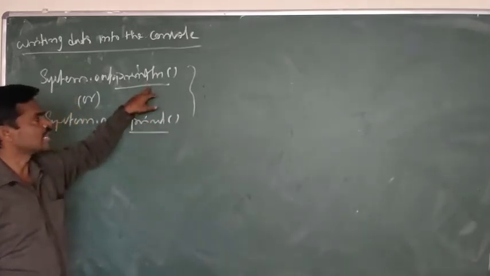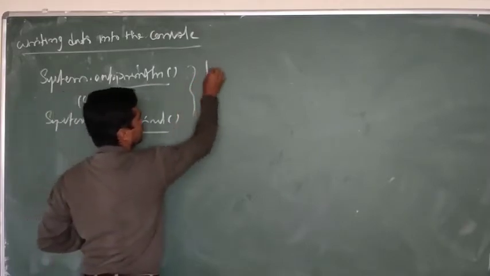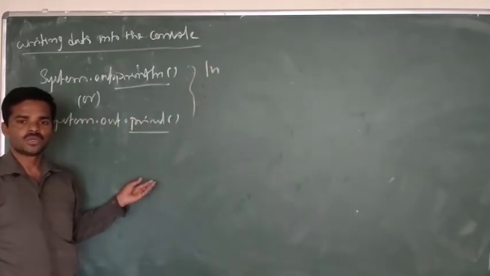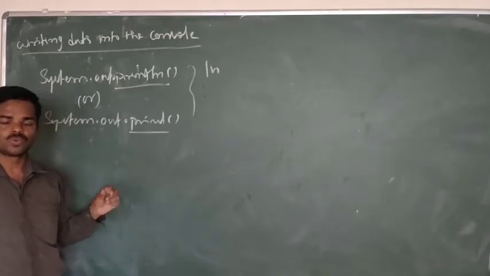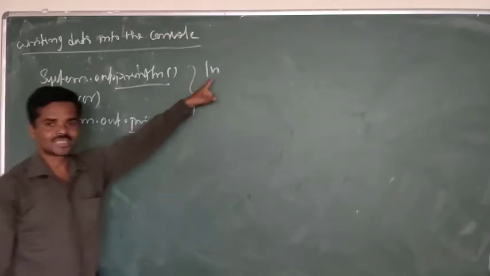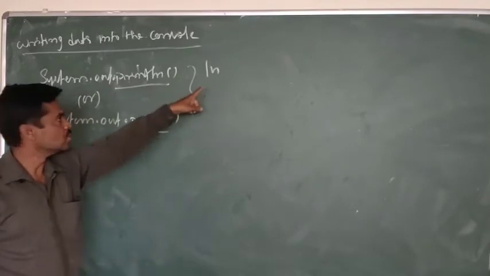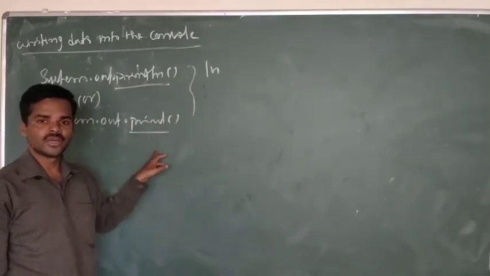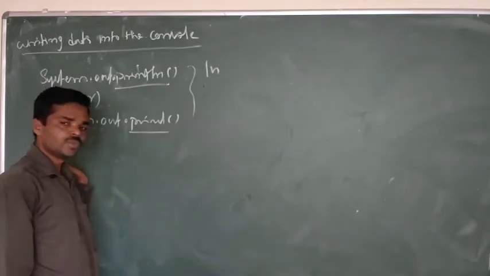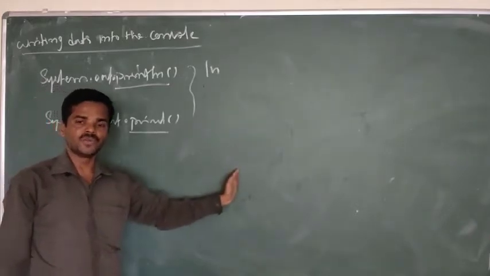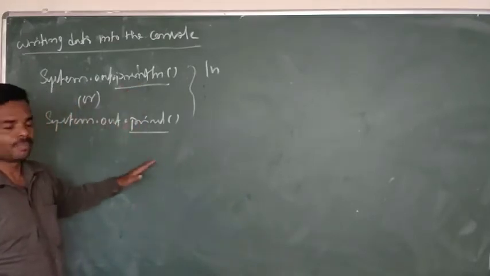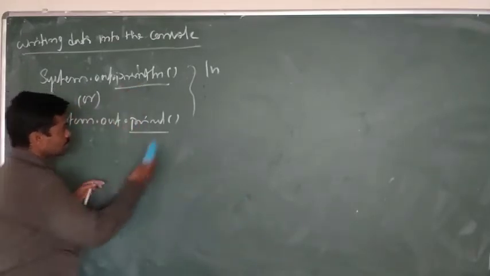This is like \n. You already know \n in C++ we use to move the output to the next line. So println moves to the next line, while print won't give any new line. All the output will be displayed continuously in a single line. That is the difference between println and print. Understood?